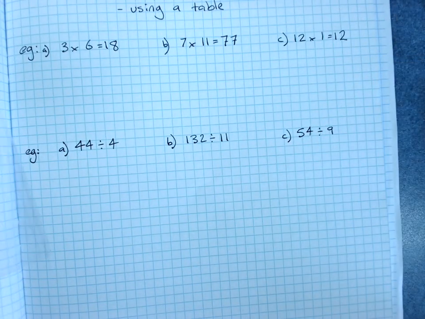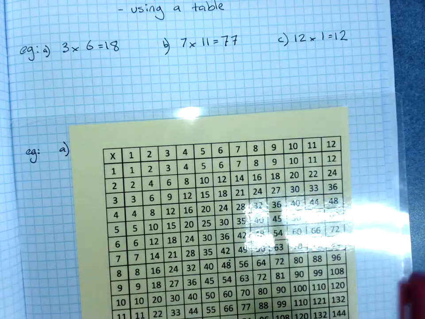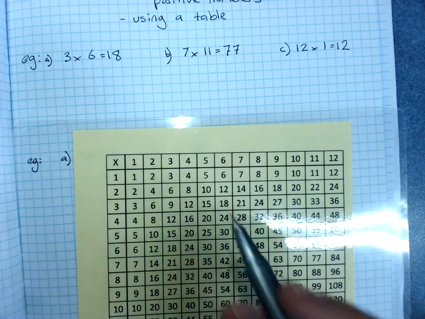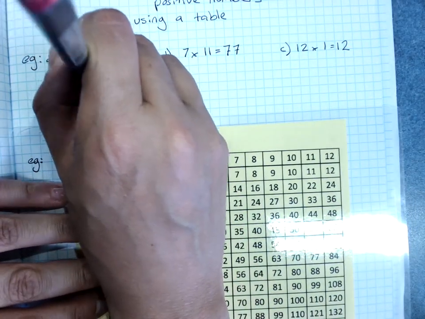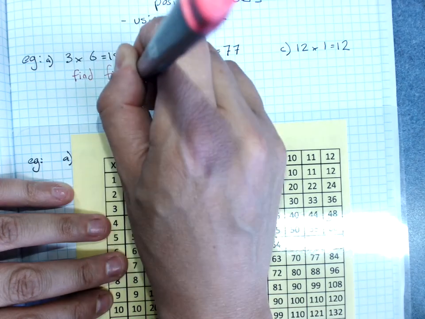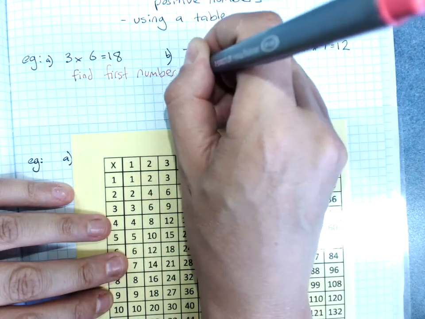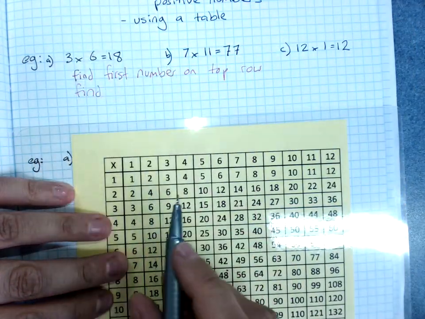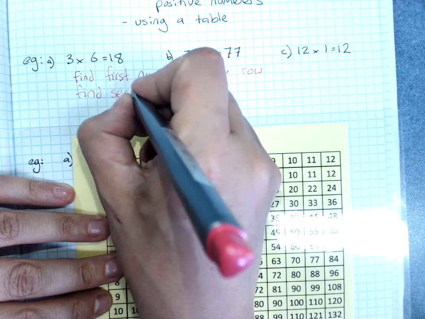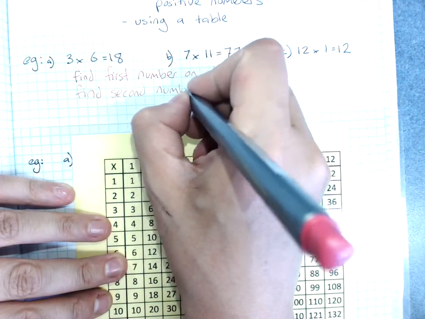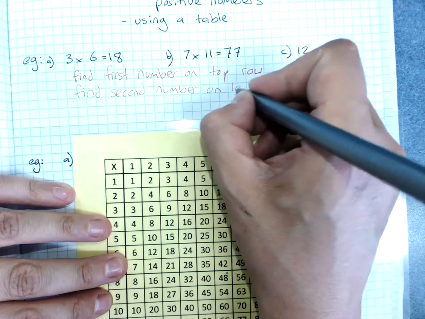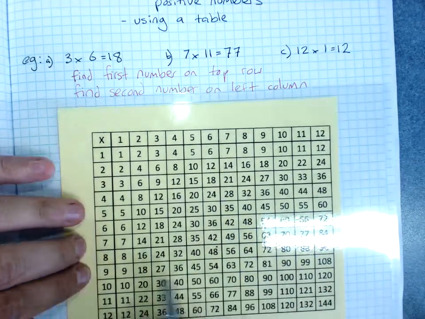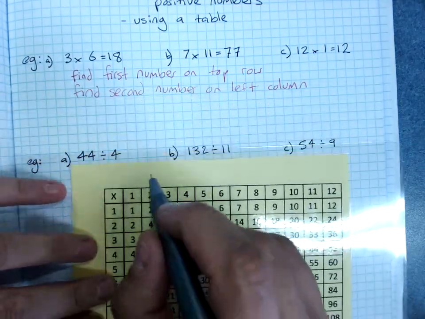So to use the multiplication grid to answer multiplications, times sums, find the first number on the top row, find the second number on the left column, and find the point where they line up.